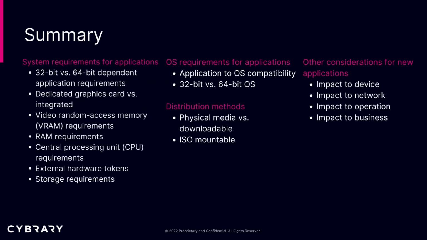So again, in this lesson, we talked about getting your system ready for application installation and configuration, things to consider, the system requirements and what to look for, the common things in the system requirements, and OS requirements, 32-bit versus 64-bit, distribution methods, and we talked about other considerations for applications as far as impact to the device, the network, operation, and the business.